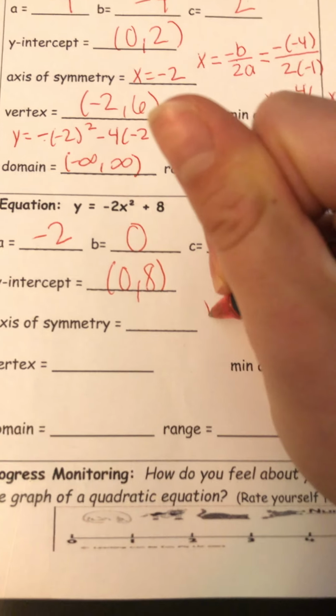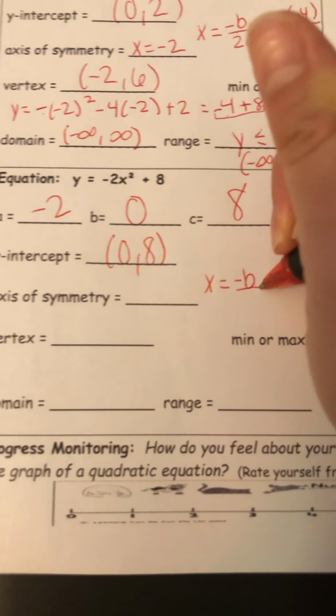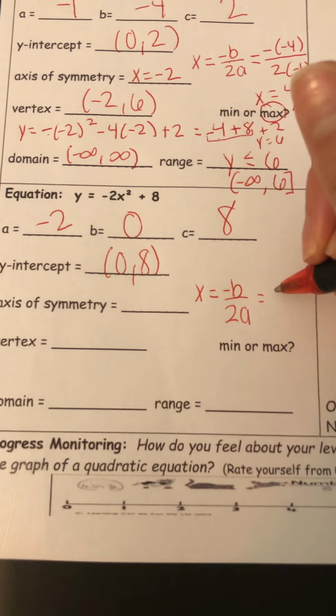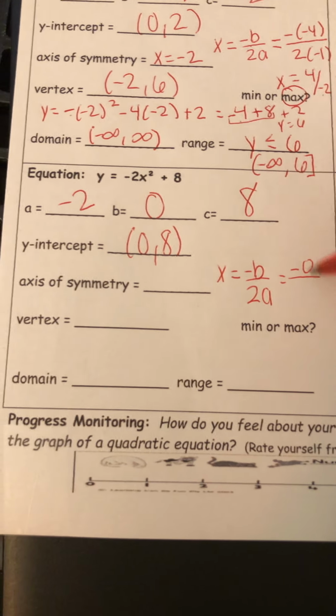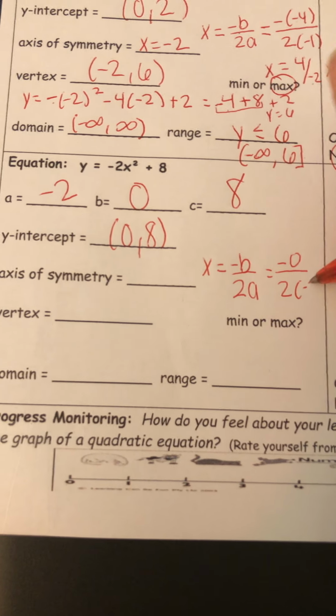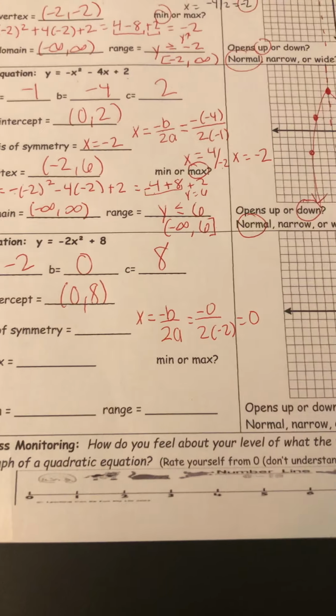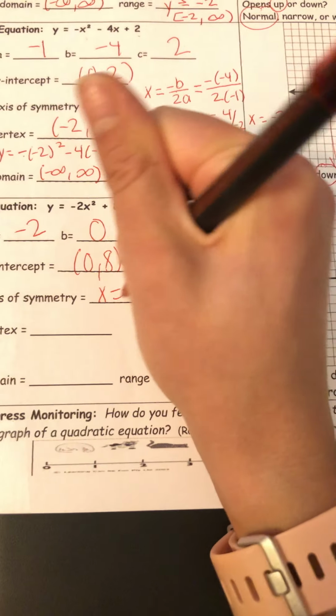My axis of symmetry is that x is equal to negative b over 2a. Negative b is going to be negative 0 all over 2 times negative 2. But 0 divided by anything is just going to be 0. So my axis of symmetry is that x equals 0.